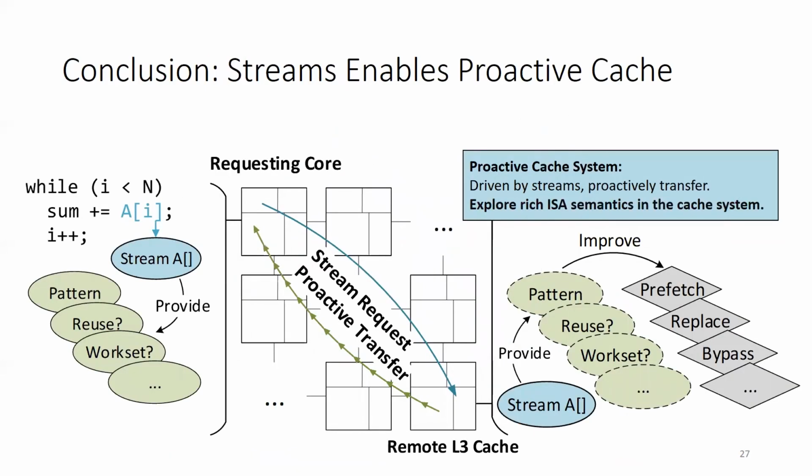To summarize, we refer back to this slide. We explored the idea of embedding streams in the ISA and directly offloading to the cache. This bridges the information gap between the core and the cache, enabling proactive and decentralized cache optimizations. More importantly, as the number of cores and banks and the distance between the core and the remote cache increases, it is time to rethink the interface between the core and the cache. This work is just the start to explore rich semantic information in the ISA and use it to improve the memory hierarchy. Thank you.